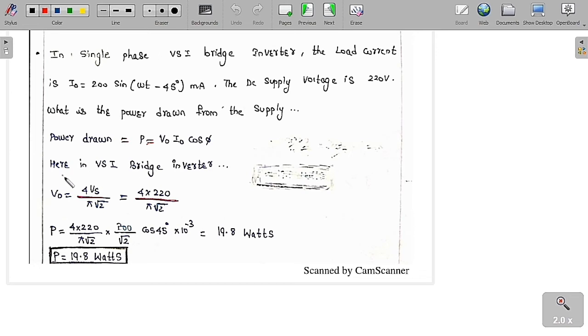So in the voltage source inverter, V0 is equal to, as I have already told you, the sum over n equal to 1, 3, 5 up to infinity of 4 Vs by n pi into sin n omega t. We have to take the RMS value of the fundamental component, which is 4 Vs by pi root 2. So the RMS value of the fundamental component of the output voltage, into the RMS value of the current, into cos of the angle between these two. If you solve this, we get 19.8 watts, because in the current there is only the fundamental component, and in the output voltage also we have to take only the fundamental component. Then only these two components give you the power.